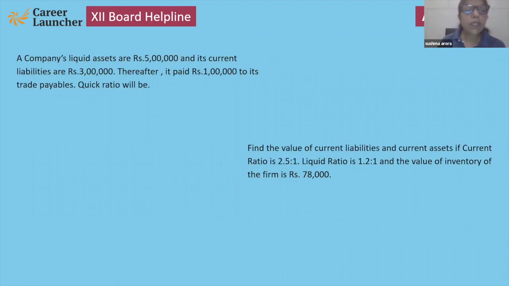Company's liquid assets are 5 lakh. Current liabilities are 3 lakh. It paid rupees 1 lakh to its trade payables. Quick ratio will be, yes, children, give me the answer of this question. Liquid assets are 5 lakh, current liabilities 3 lakh. They paid 1 lakh rupees to trade payables. Now the quick ratio will be, not before, after. What do you think? What should be the answer?